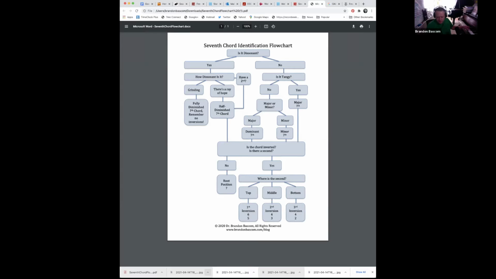All right, let's go through our chart, shall we? Dissonant? No. Tangy? No. Major or minor? Major. So we know it's a dominant seventh. True story. Most of you got that far. Is the chord inverted? Yes, because we can hear a second. Where's the second? That's the $1 million question.